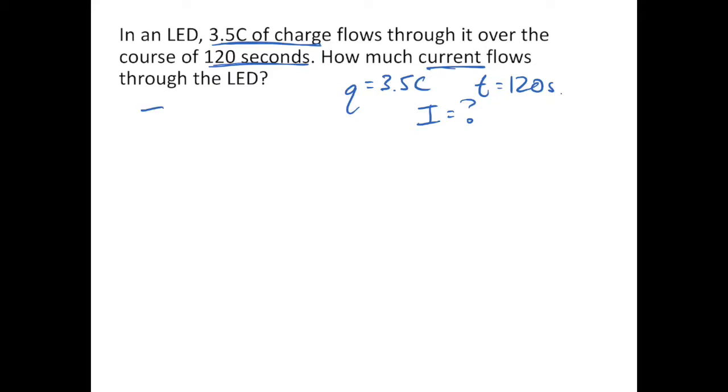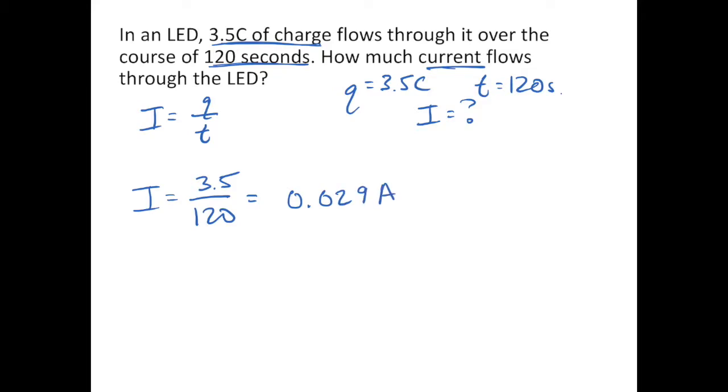Right, so we actually have an equation for this. Current equals charge over time. So current will equal 3.5 divided by 120. We plug this into our calculator here, and we get 0.029 amps. Very nice. Also known as 29 milliamps if you want to convert to milli, but amps are fine. All right, so 0.029 amps.